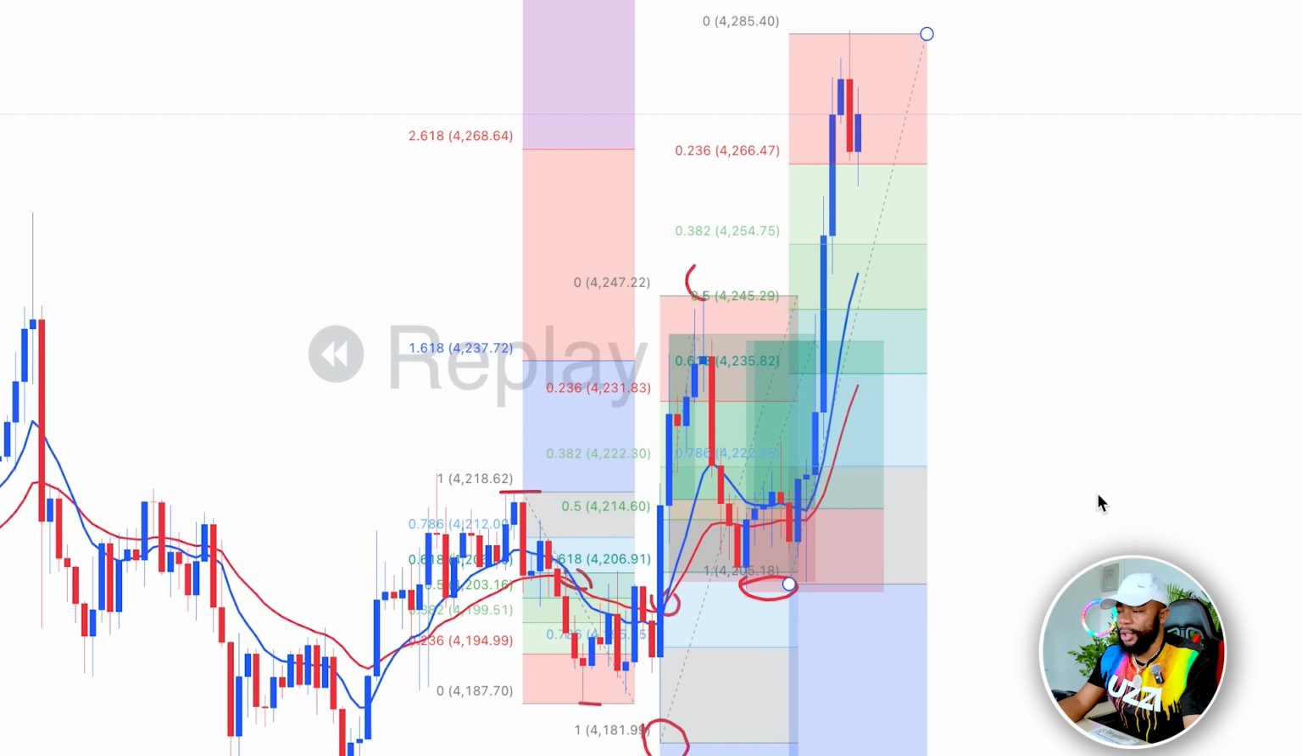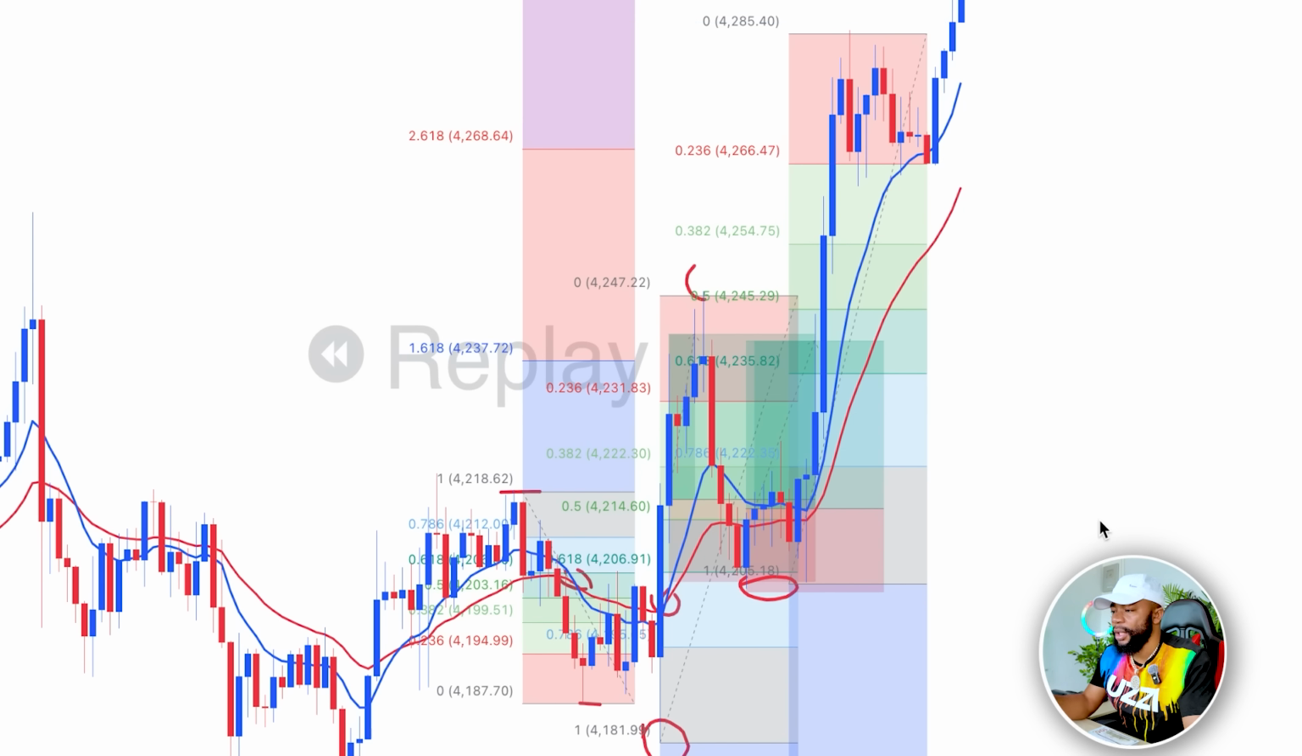So in our case, we're going to continue going, because the market didn't push right down to our Fib level. Let's continue going. The market hasn't pushed down to our Fib levels.